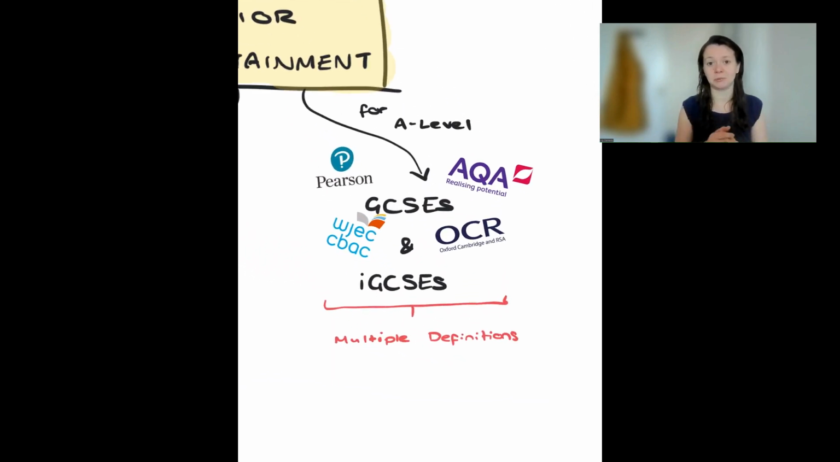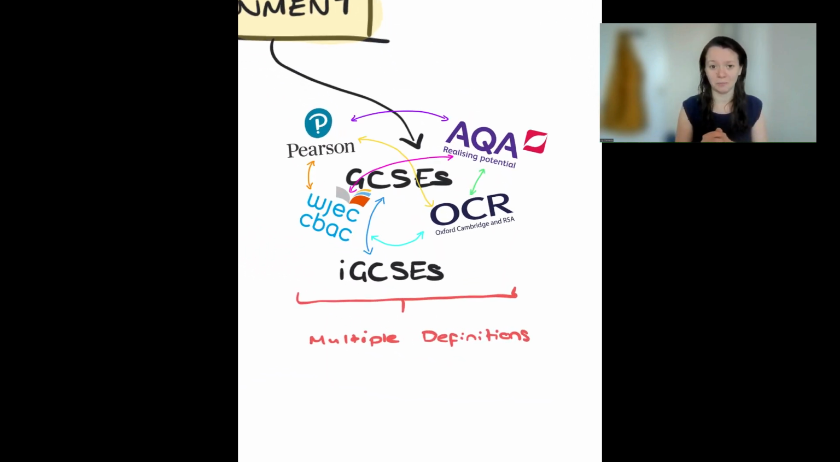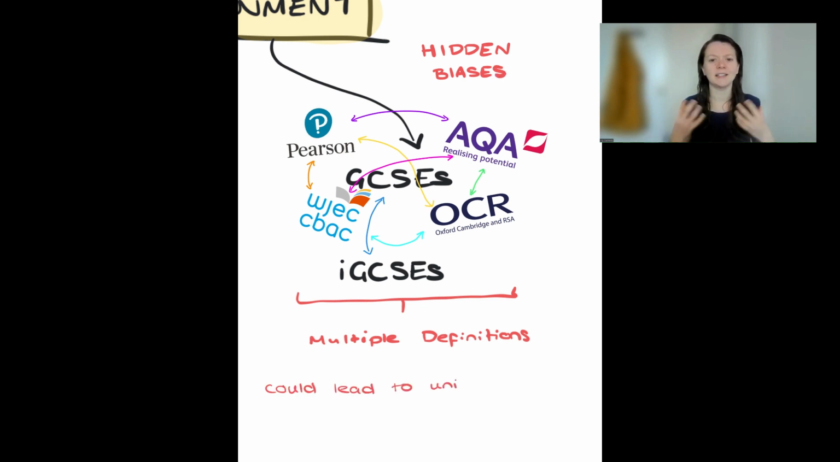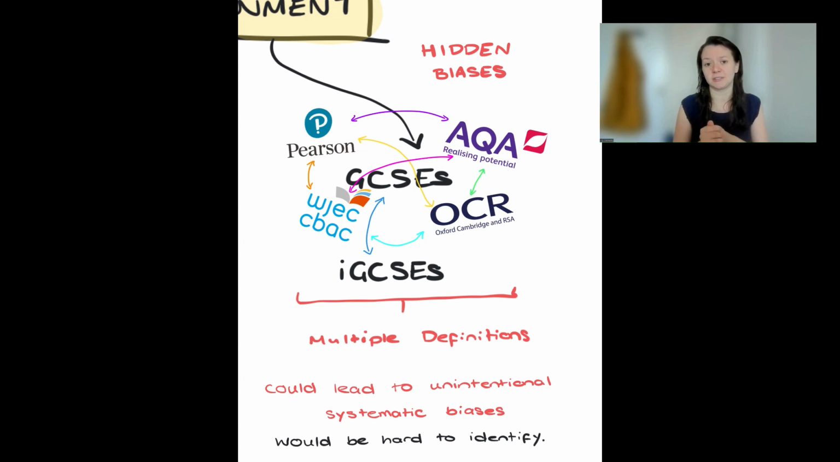Given the differences between the definitions in this variable, that could give rise to hidden biases due to merging these potentially different measurements. If privileged or underprivileged schools consistently made different choices, it could lead to unintentional systematic biases from this merging process, which would be hard to then identify in the predictions.